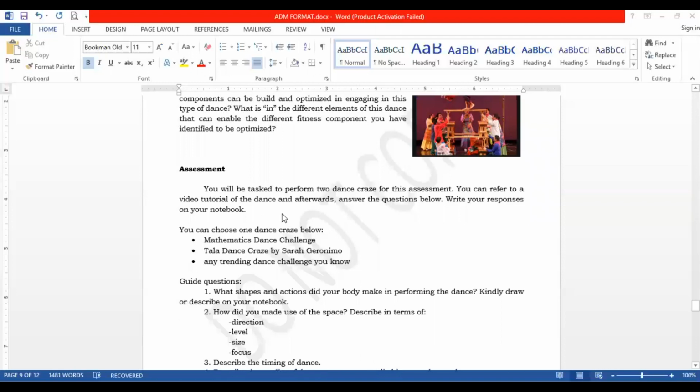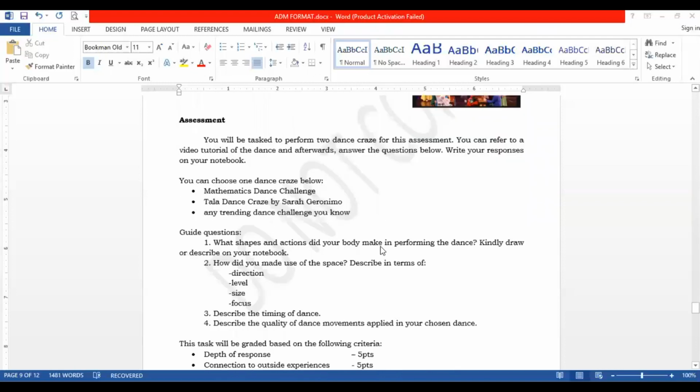On the assessment part, ito yung pinagawa ko sa kanila. So, dito na ako, kung mapansin nyo, mula umpisa hanggang matapos, hindi pa gumalaw ang bata. Medyo nagbasa siya, nag-analyze, etc. So, dito sa part na to, hindi pwedeng matapos yung module nang hindi gumagalaw ang bata. So, nilagay ko yung activity part sa assessment. So, pansinin that you will be tasked to perform one dance craze for this assessment.